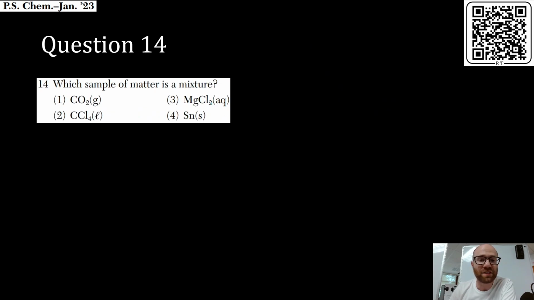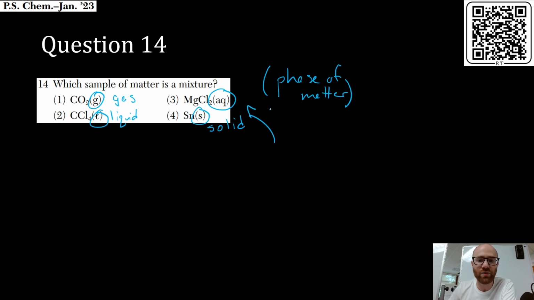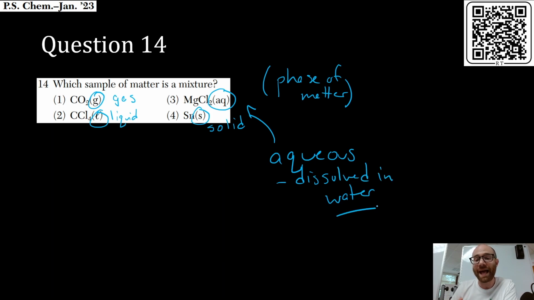For question 14, what we're looking at here to help us figure out our answer, the formulas are less important than what's in the parentheses, and what goes in the parentheses is the phase of matter. When you see an S, a G, or an L, these are your standard phases that you're familiar with of solid, liquid, and gas. This AQ stands for aqueous, which means dissolved in water. When that happens, that means water is present as well.